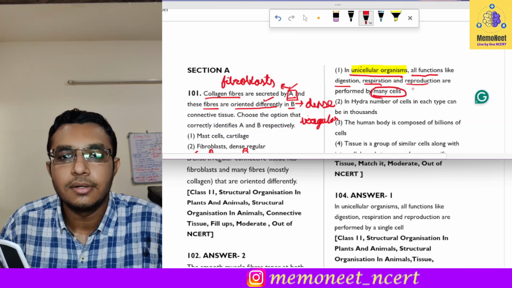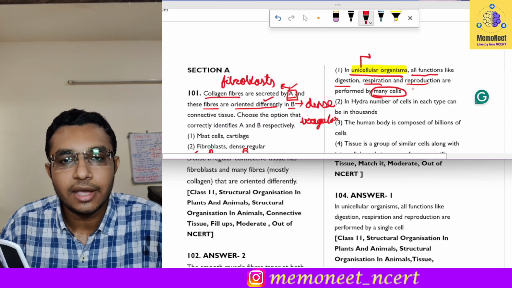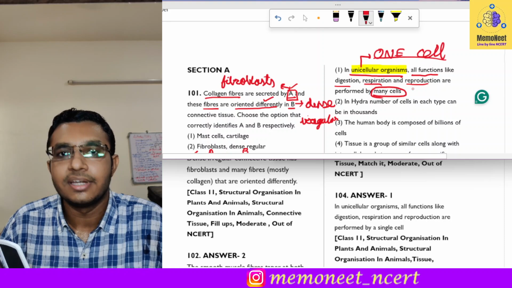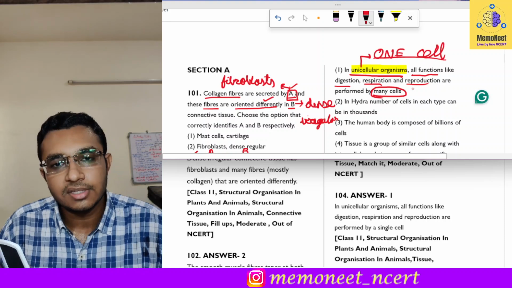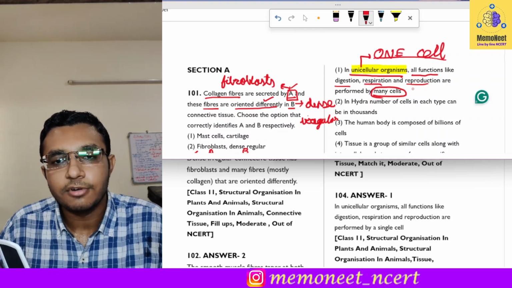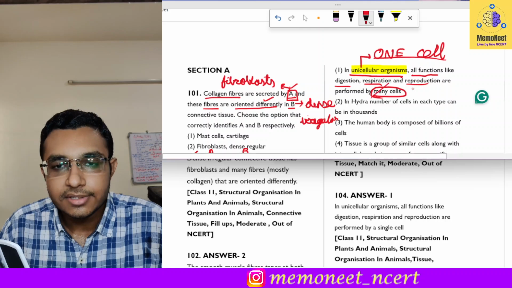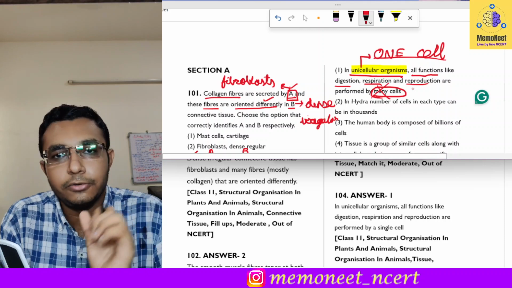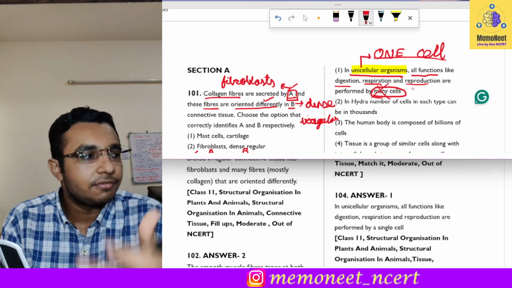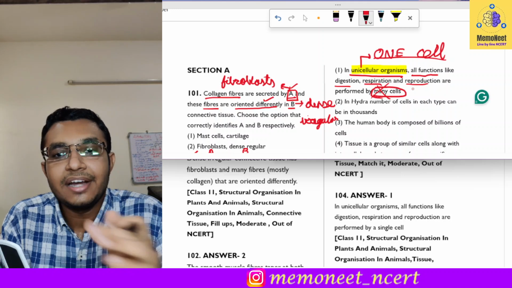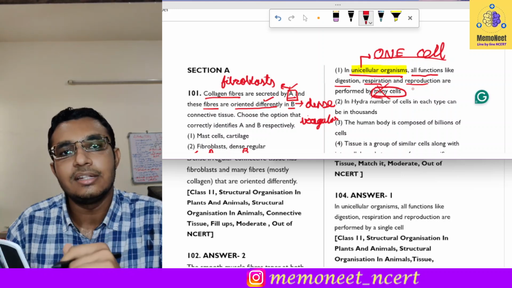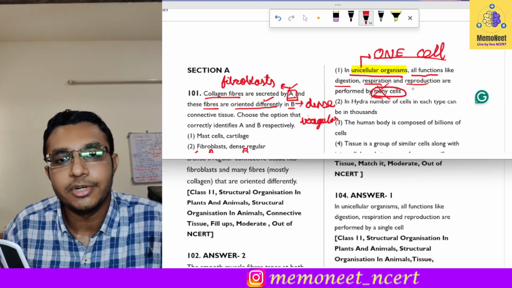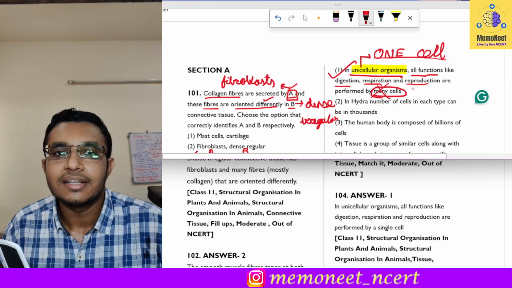Now, see, unicellular organisms have how many cells? They have one cell. That's why they are called unicellular. But in the statement it is given that their functions are performed by many cells. So this statement is absolutely incorrect. Why? Because the feature of a unicellular organism is that all the functions like digestion, respiration, and reproduction are performed by just a single cell, not many cells. So the incorrect statement among these 4 statements is option 1. So the correct answer is option 1.